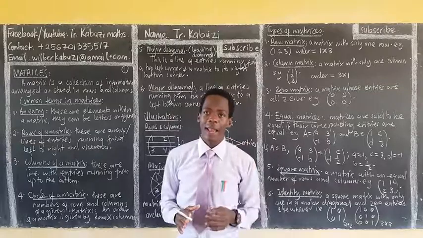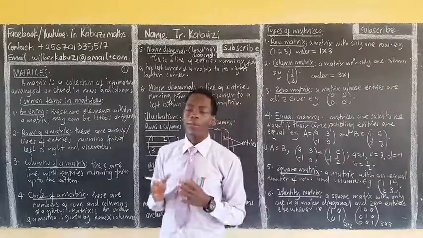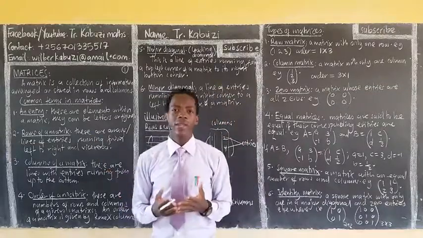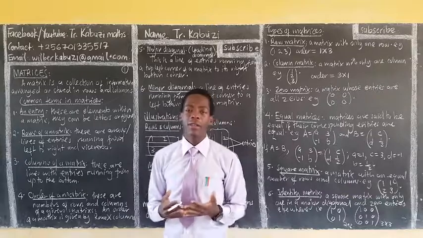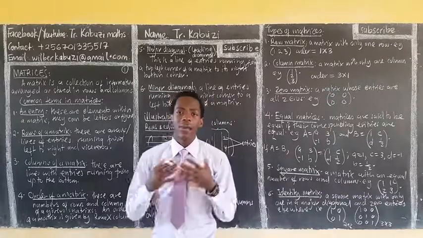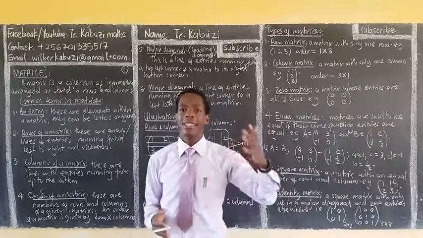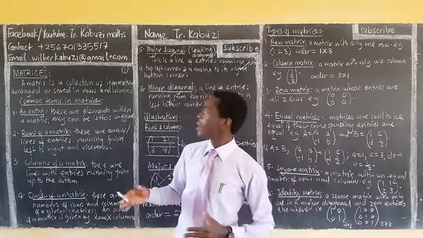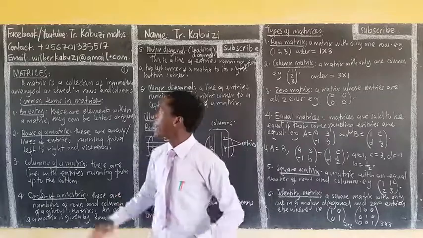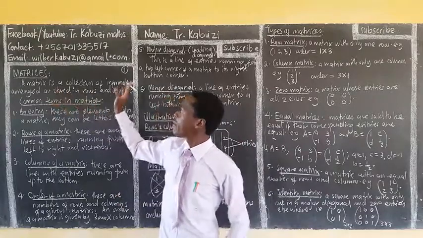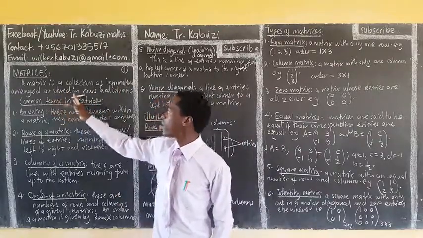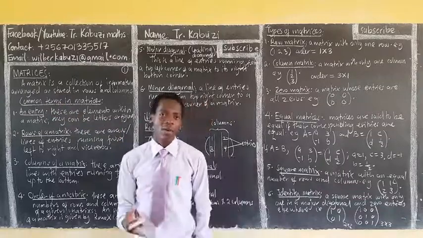Now, we are going to start with the definition. We go into the common terms used in matrices. We go through the types of matrices. We go through the algebra, and so on and so forth. So now we are going to start with the definition here. A matrix is a collection of information arranged or stored in rows and columns.